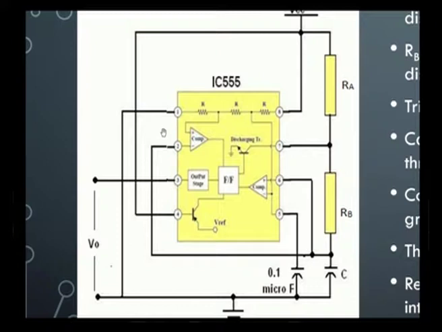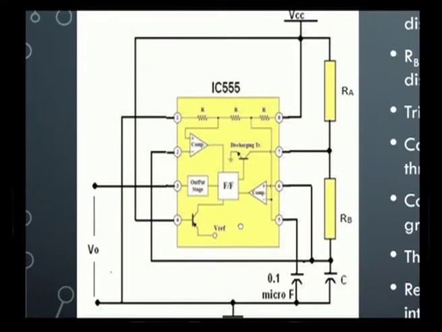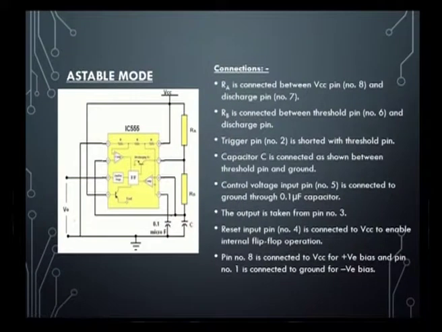The trigger comparator input is shorted with the input of the threshold comparator. This is very important. Here we need to notice that the input of the trigger comparator is shorted with the threshold comparator input. We need to realize this from the picture, and if the connection is made this way, it will work as an astable multivibrator. Also, pin number 8 is connected to VCC for positive bias, and pin number 1 is connected to ground for the negative bias.